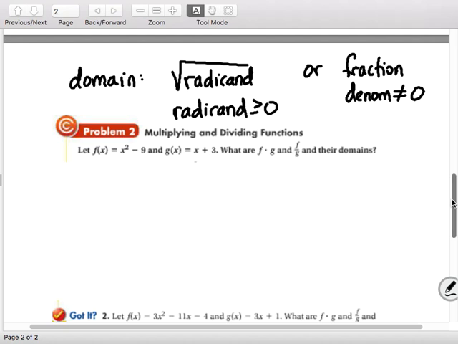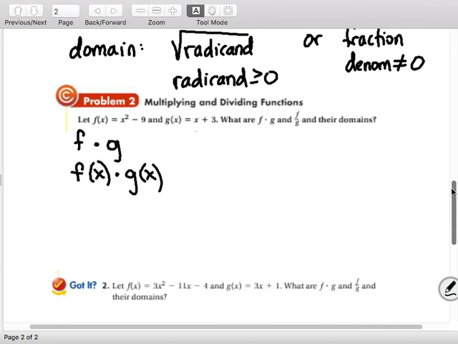All right, so let's look at problem 2 now. f of x is x squared minus 9. g of x is x plus 3. f times g means f of x times g of x. All right, so f of x is x squared minus 9. g of x is x plus 3. Hey, we've done something like this before. What's the technique we've used to multiply this type of problem? Beautiful. FOIL. You're going to FOIL it.